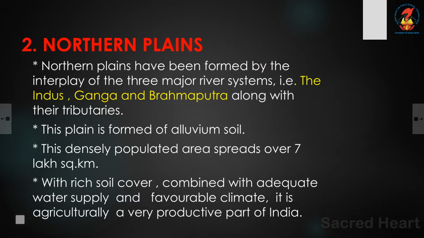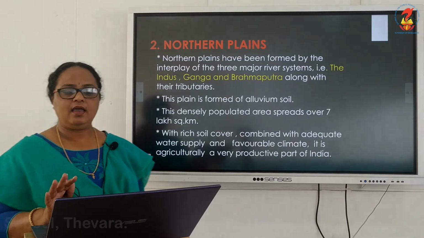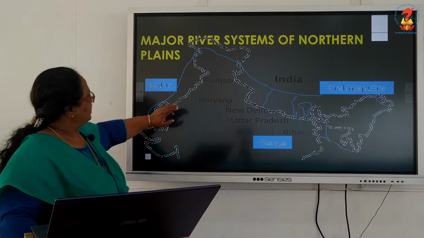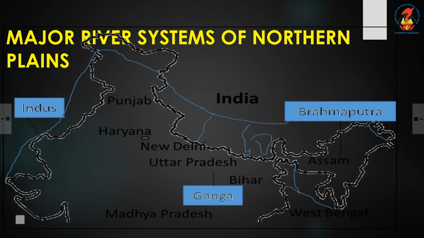feature, that is the northern plains. The second major physiographic division is the northern plains. We are all aware the northern plains have been formed by the interplay of three major river systems, that is the Indus, the Ganga and the Brahmaputra, along with its tributaries. This is the Indus, here we have the Ganga, then here we have the Brahmaputra. Here, when it reaches Assam, this is the Brahmaputra.